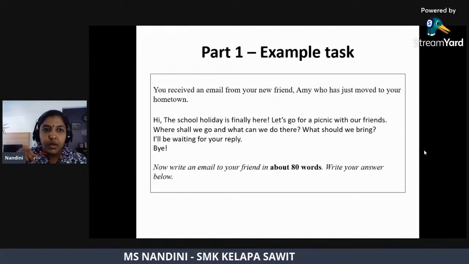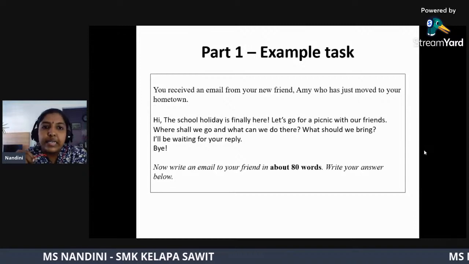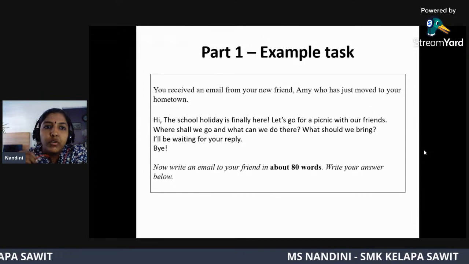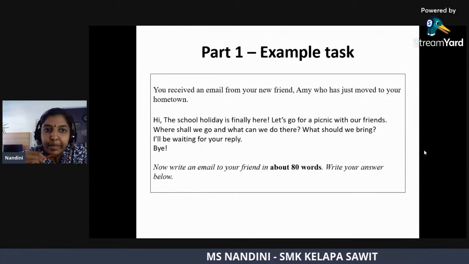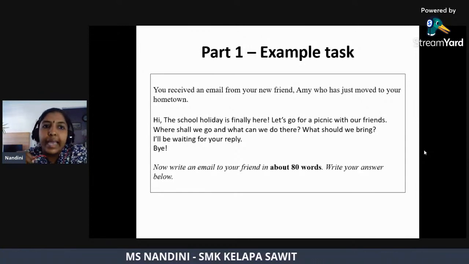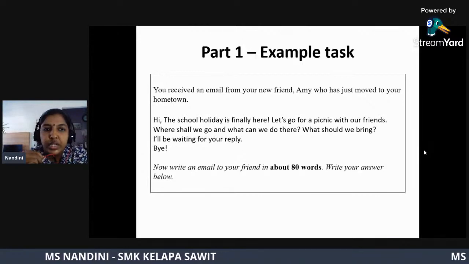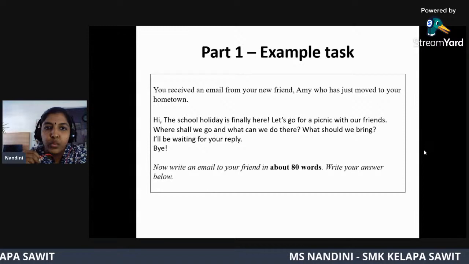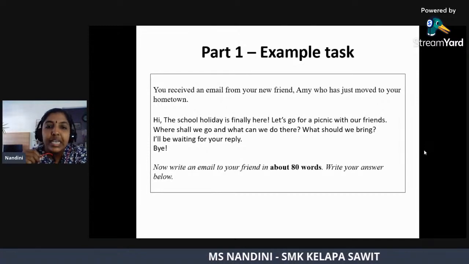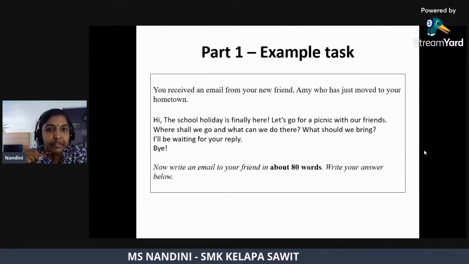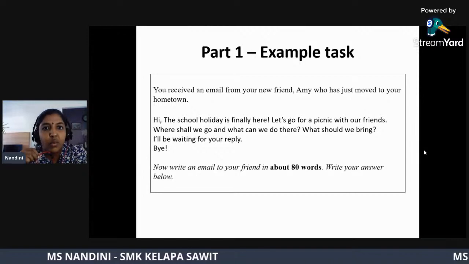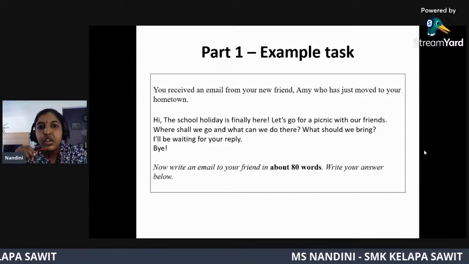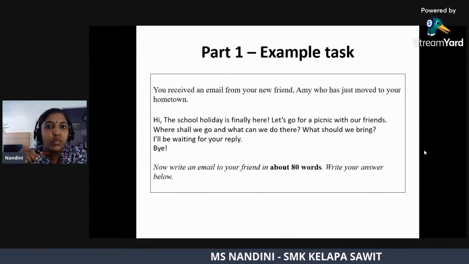Okay, so this is the example given by Lembaga Peperiksaan in their buku format. This is an email and they have to reply to this email. The question says, the school holiday is finally here. Let's go for a picnic with our friends. Again, friends is denoting the notion of informal. So they should be aware and not do things like dear sir or madam, with regards to. So formality is very important in part 1, 2, and 3 as well.